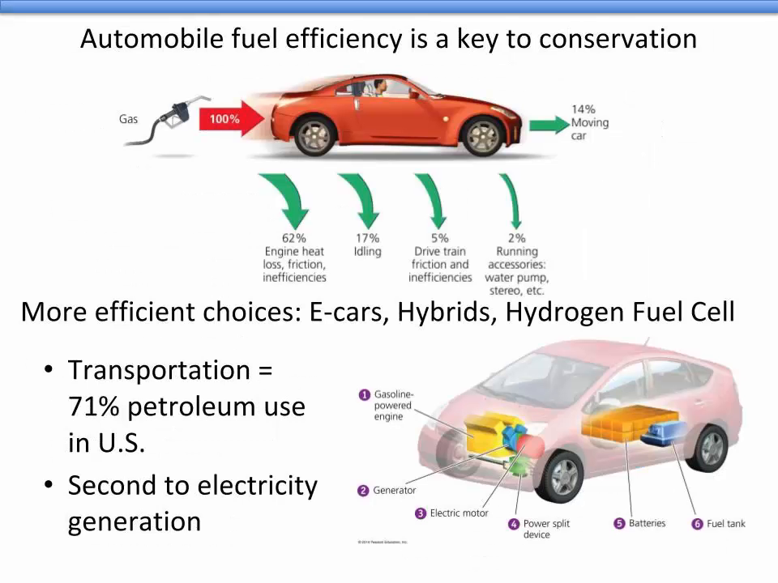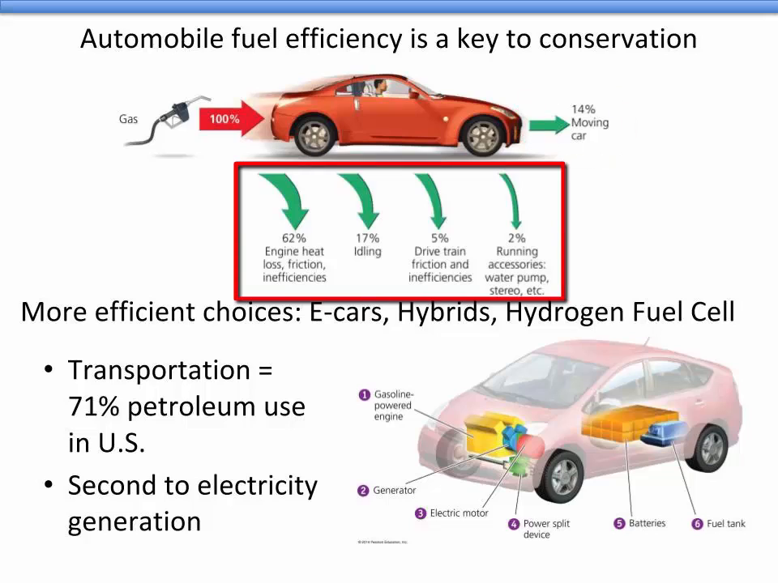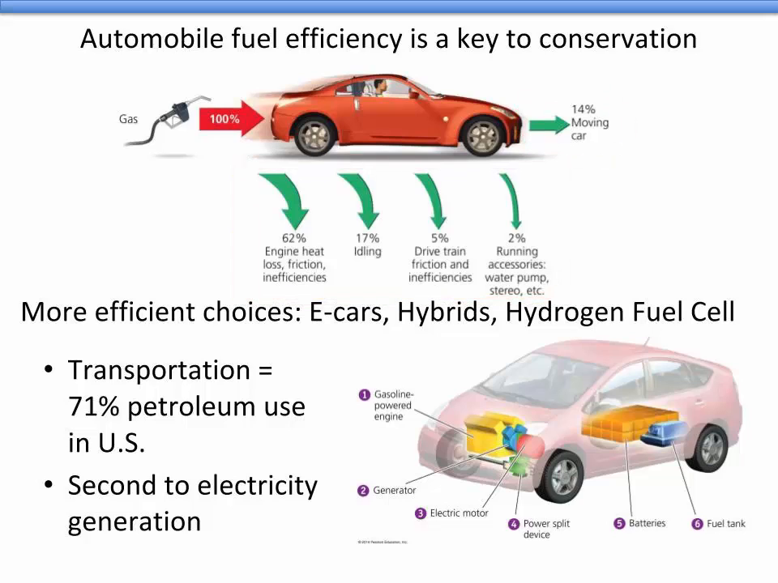Automobiles provide the greatest fossil fuel conservation opportunity because conventional automobiles are very fuel inefficient. Of all the energy and the gas put into the car, only about 13 to 14% actually moves a typical car forward. Nearly 85% of the useful energy is lost, primarily as heat. Alternative technologies such as electric cars, hybrids, and hydrogen fuel cell vehicles are more efficient options than traditional cars.